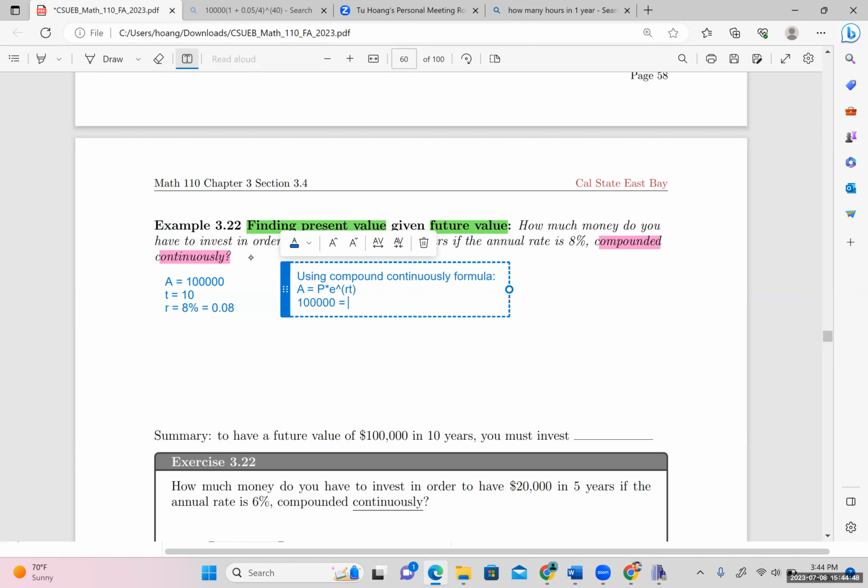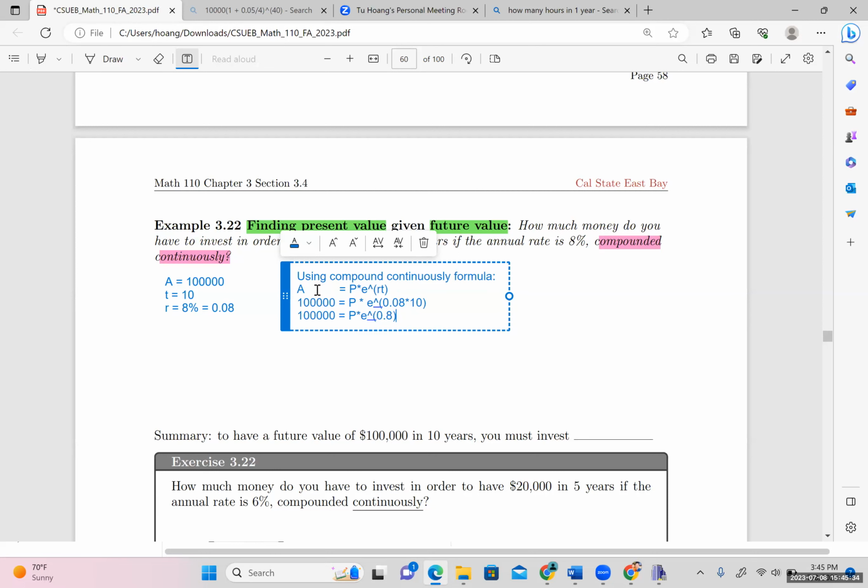equal to, maybe I gotta move this a little bit, P times E raised to power R times T, 0.08 times 10. Simplify it: 100,000 equals P times E raised to power 0.8.